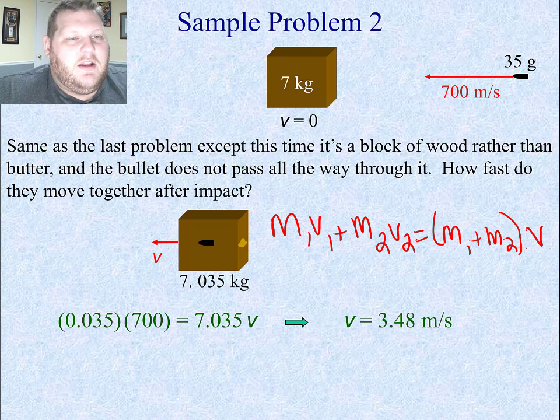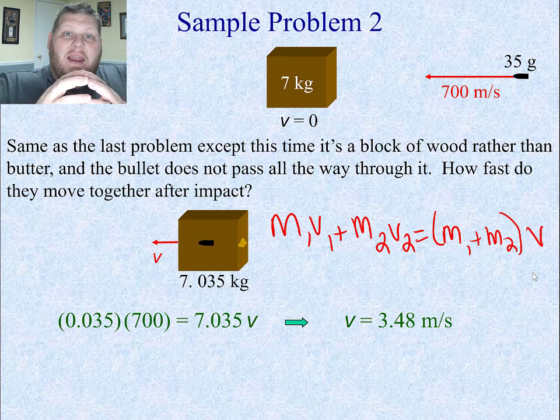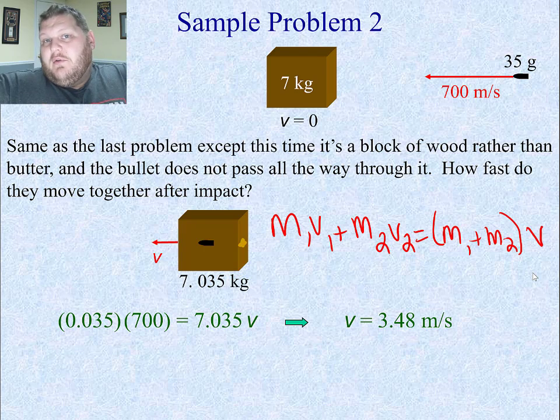Apologize for my sloppy handwriting. I had not planned on writing anything down. But again, they're together. It's one combined mass that we just add together: their combined mass times the end velocity of that single object moving forward afterwards.